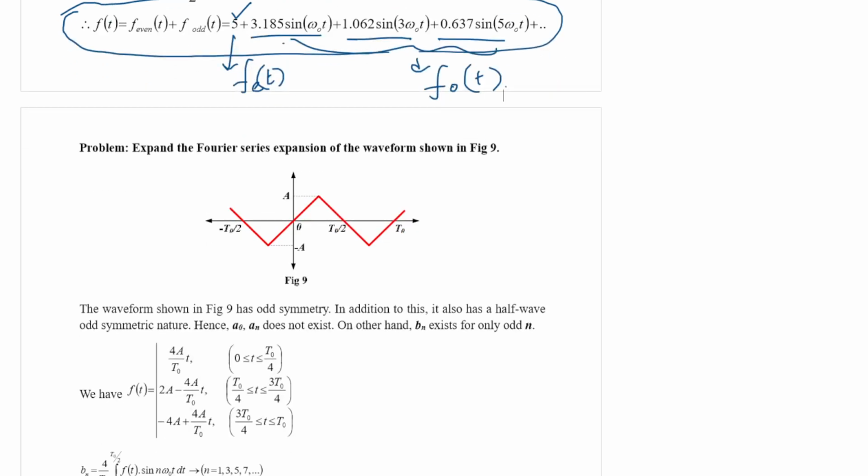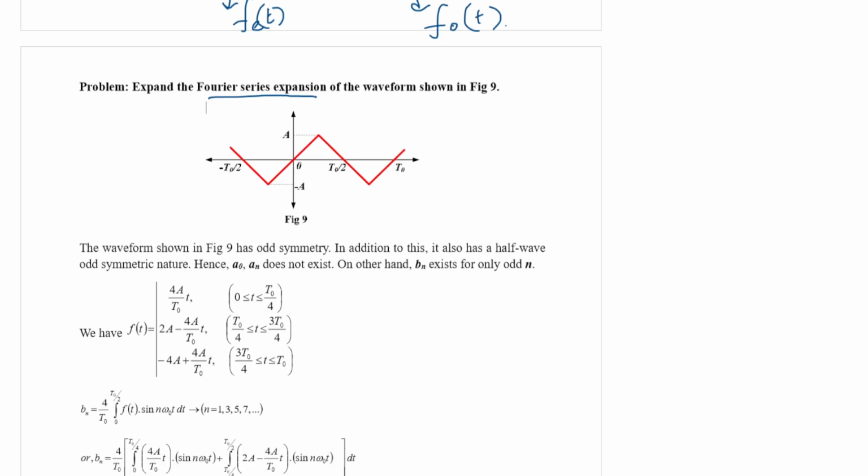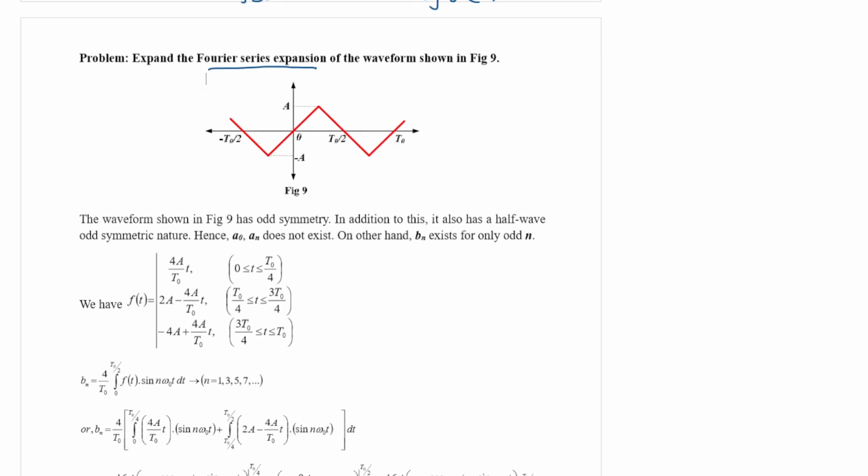Now let us move to our next problem. That is this waveform, this triangular waveform. We need to evaluate the Fourier series expansion. Now let us split this function into 3 parts. First one is from 0 to t naught by 4. So this is actually this equation.